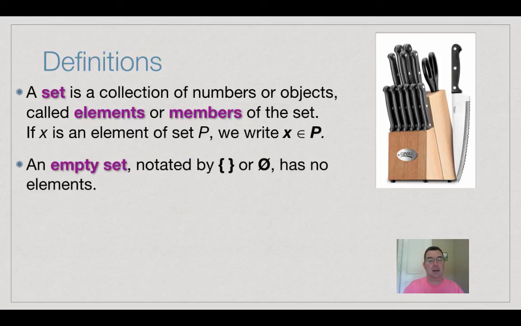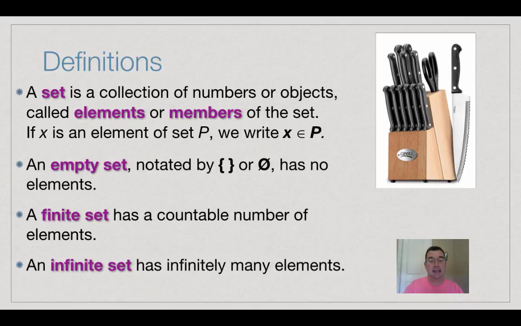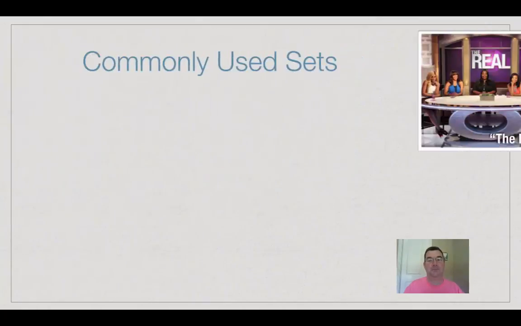Okay. If a set has nothing in it, then we call that the empty set, and it's notated by a set of brace brackets with nothing between, or a zero with a line through it, and that just means it has no elements in it. Okay. A finite set means that you can count the number of members or elements in it, and an infinite set means that you can't because there's infinitely many.